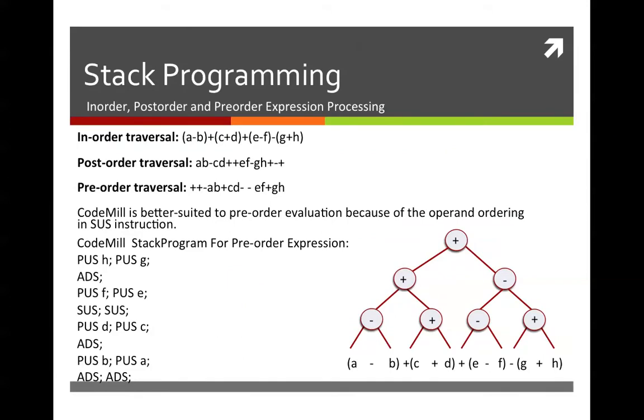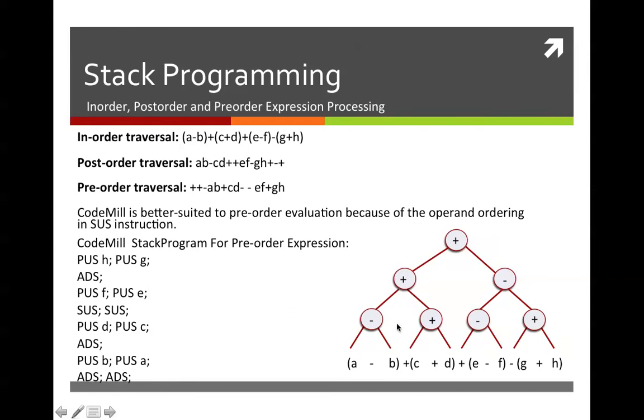So basically, what in-order traversal does, it goes left, center, and then right. So we go left first when we start traversing from the root down. So left of the root is here, left of this root is this, and then the left of that root is A. And then we go to the root, which is minus, and then we go to the right, which is B. That's what this expression is, A minus B.